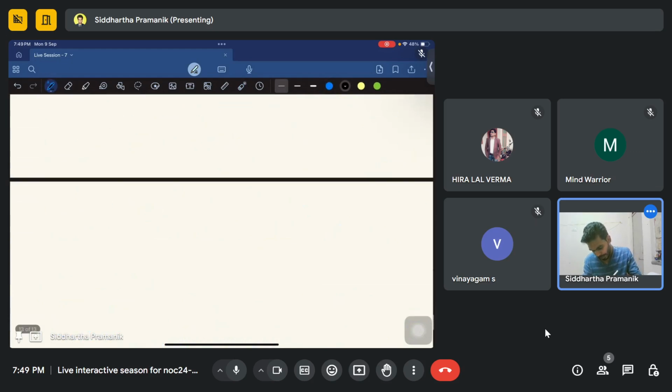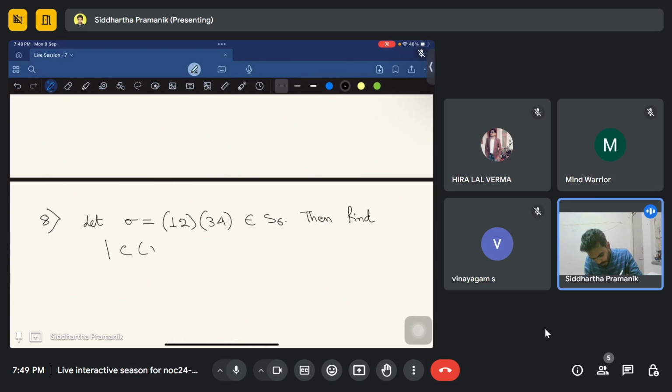So problem 8. Let sigma equal (1 2 3 4) belonging to S6. Then find the cardinality of the centralizer of sigma.